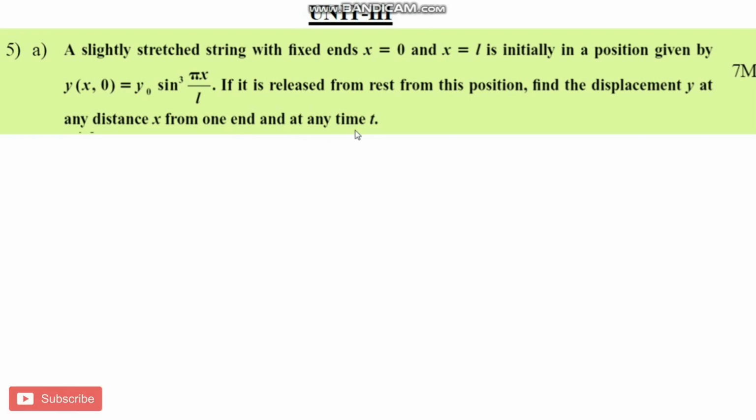This is our physical situation. The nature of the string is slightly stretched, and its ends are given at x equal to 0 and x equal to L. The initial displacement of the string is y(x,0) equals y0 sin cube of pi x by L. When the initial displacement is given, the initial velocity of the string is 0. Then we have to obtain the displacement.